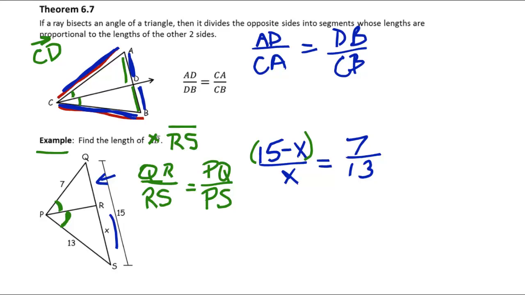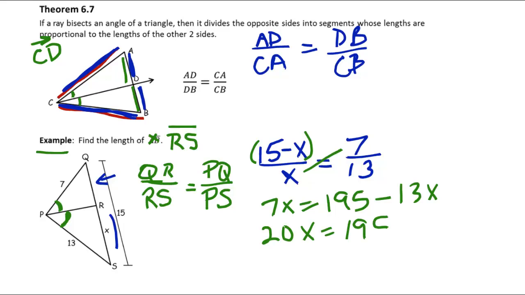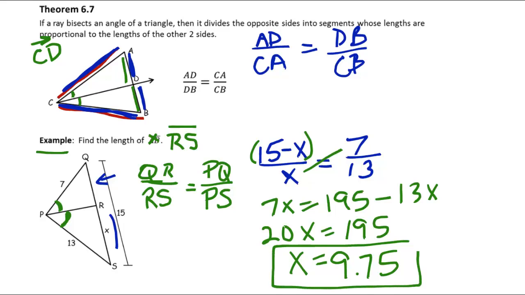So I'm going to get 13 times 15. Tell you what, I'm going to start with the other one first. So I'm going to start here, X times 7. So I'm going to get 7X equals, now I'm going to do 13 times 15, which is 195, and then minus 13 times X, so that's 13X. Now I'm going to add 13X to the left side, which is going to give me 20X equals 195. And divide both sides by 20. My X is going to be 9.75. Okay, and that would be the length of RS. If I'm talking length, I don't need the bar. Okay, the measure of RS is 9.75.